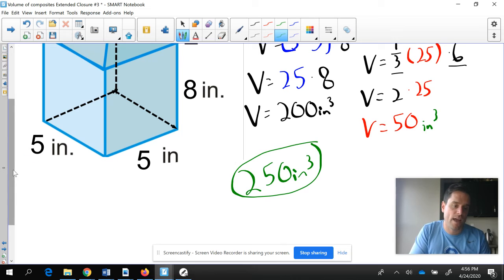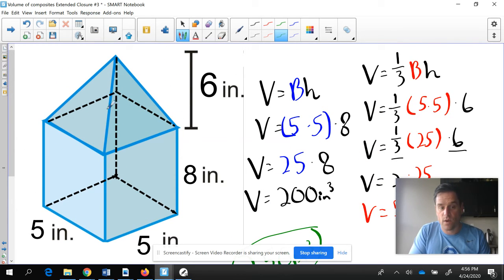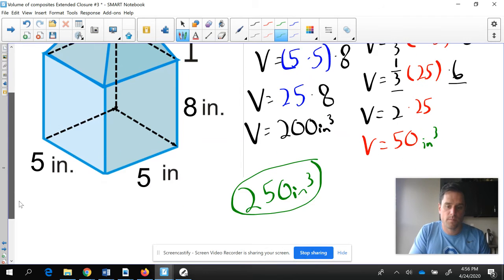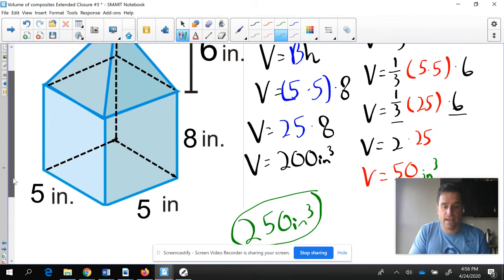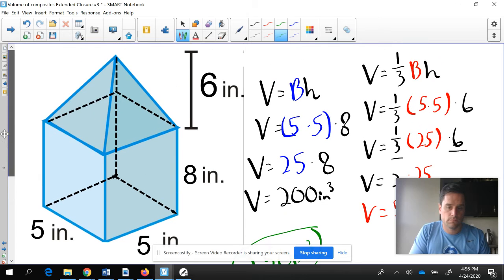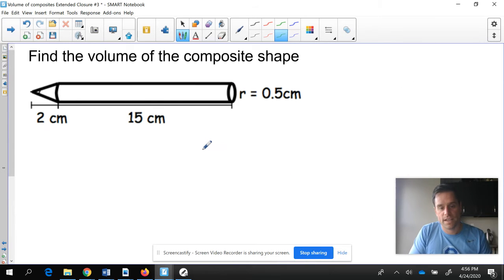We're going to add those together. How do you know when to add or subtract? Well, is this being taken away, or is this adding on? This is adding on to the total volume. So our answer here is going to be 250. And again, pretty simple. Just remember it's 1/3 area of the base times height when you have a pyramid. We're going to keep rolling.